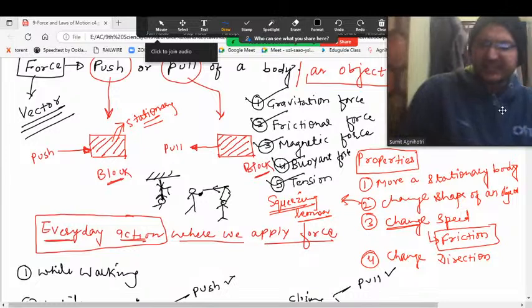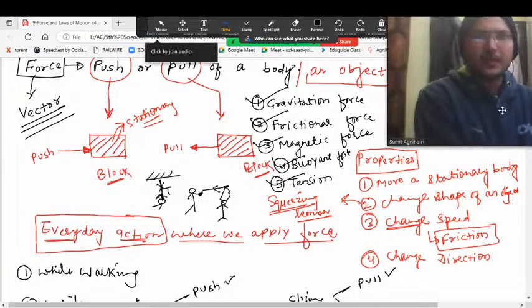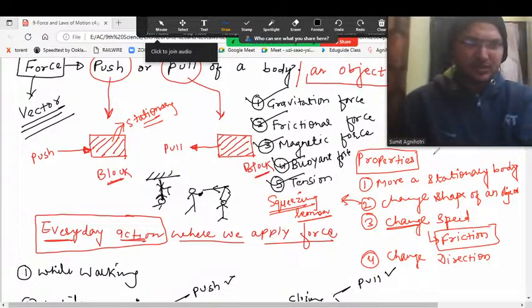Yeah, force can change the direction, change the speed, change the size, change the shape. Okay, very good. Okay, then tension. There is also a force that I have told, that is electrostatic force between two charged particles.